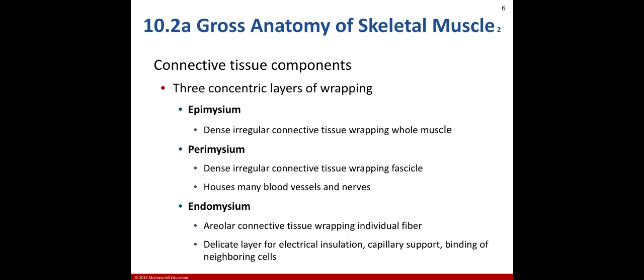What are our connective tissues? Well, we've got three layers that are wrapping up our fascicles. And so we've got the epimysium, that's going to be dense, irregular connective tissue that wraps the whole muscle. And you'll see a picture in just a moment. Then you've got your perimysium, which is also dense, irregular connective tissue that is going to wrap a fascicle. And that is going to be where we find blood vessels and nerves.